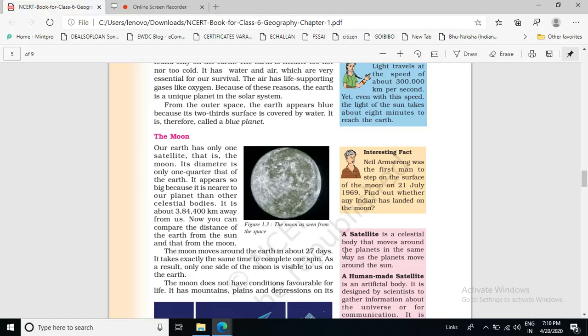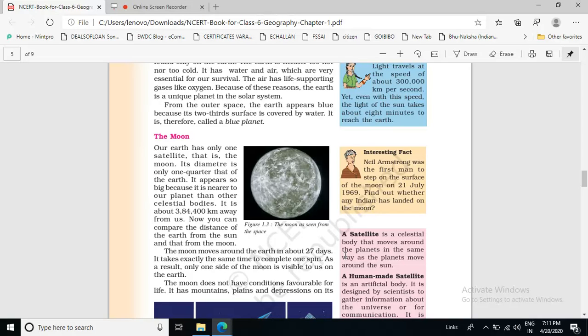Actually, the moon takes around 27 days to complete one round around the earth. So two types of movement are going on. The moon is experiencing two types of movement. The one movement is that it is moving around the earth, and the other movement is that the moon is also moving around its own axis.